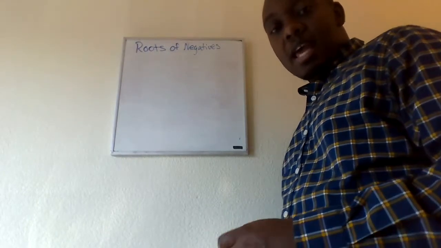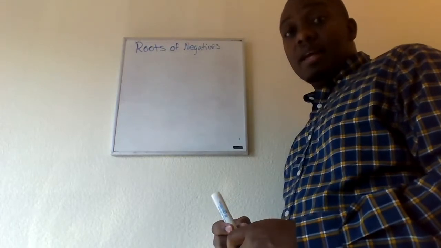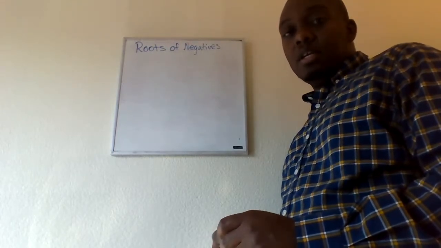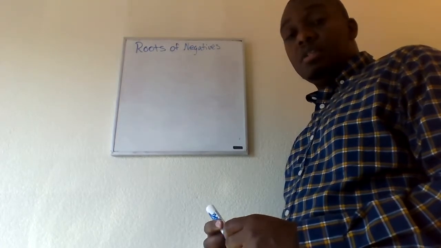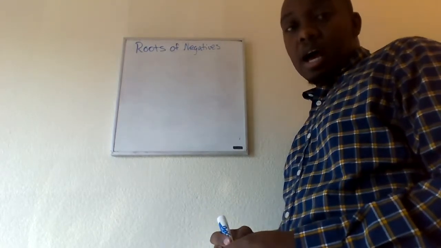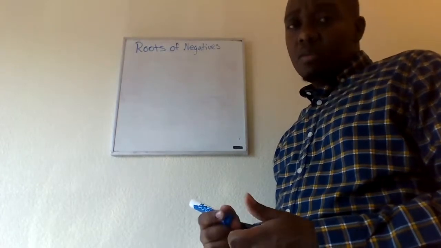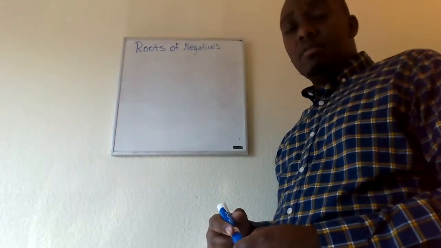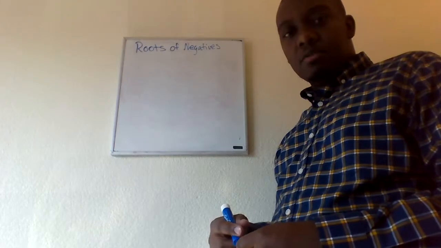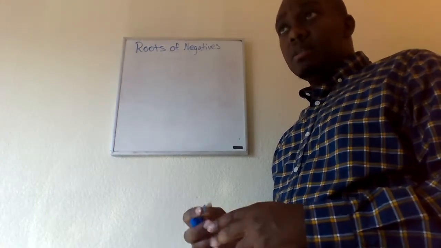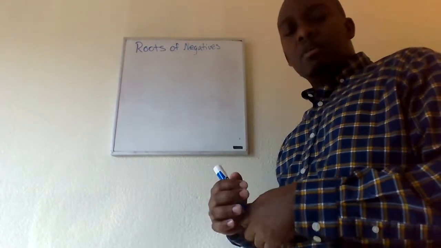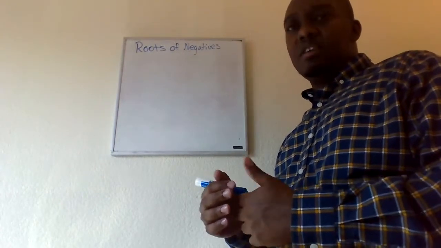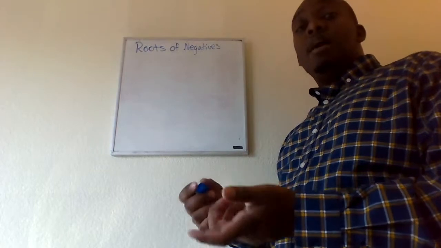Okay, so today we are looking at roots of negative numbers. So this is going to be different than when we took the roots of positive numbers, only because of one thing. When we looked at roots of positive numbers, that was quite simple, right? Because if you take two numbers and multiply them, you get another number. Well, what about if you take two negative numbers and multiply them? What do you get? You get a positive number.